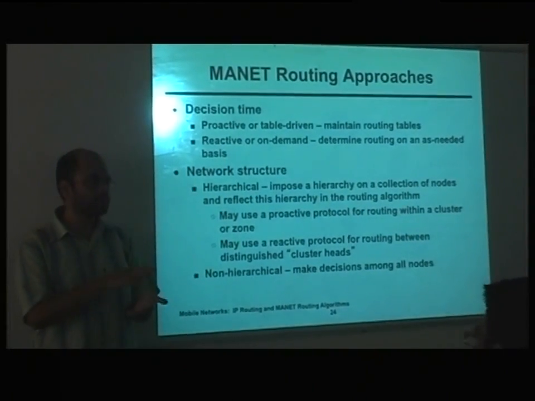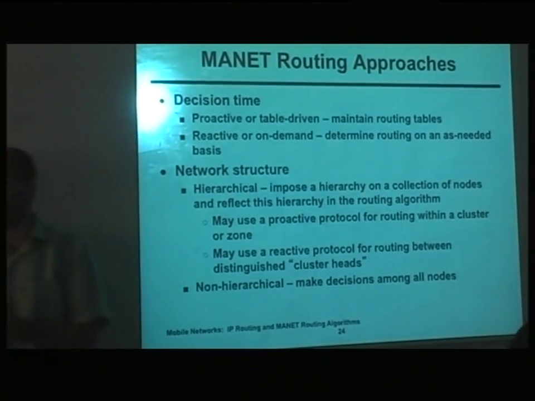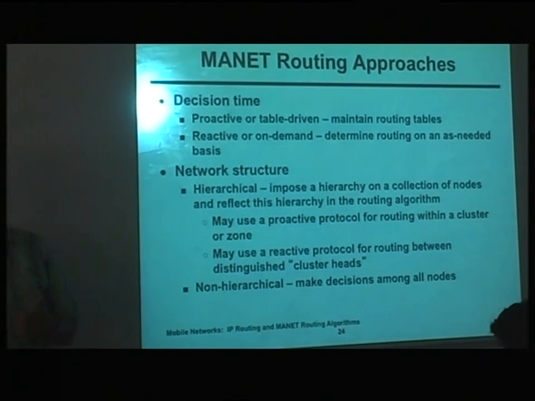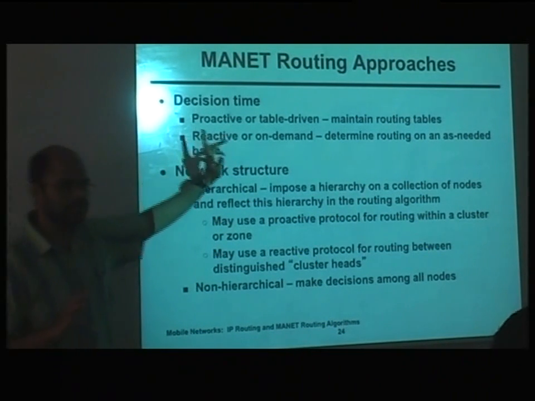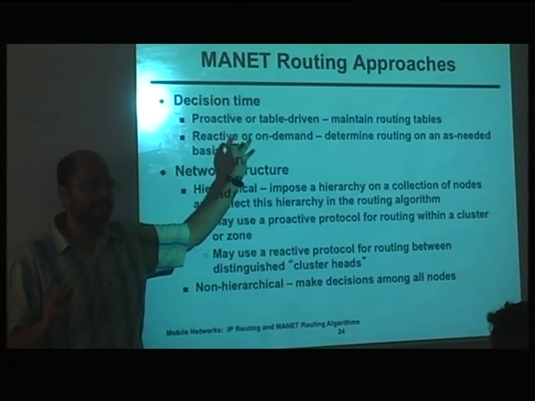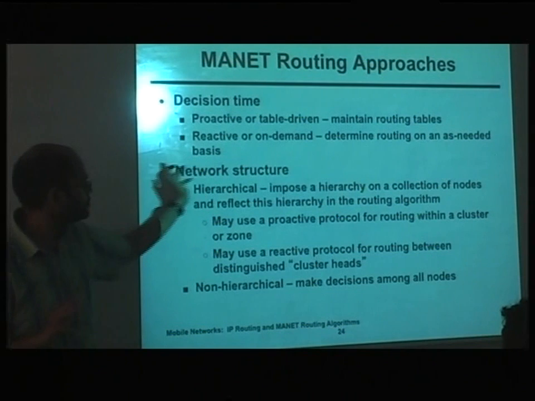Because when you type a website address, you are okay if there is some delay. Right? And after that, there is no delay. This is a very highly used algorithm for MANET routing on demand.